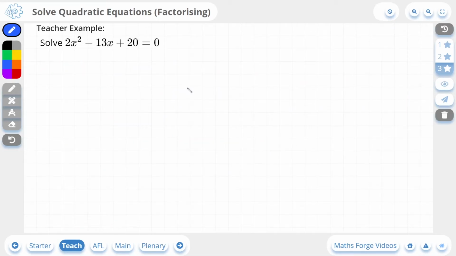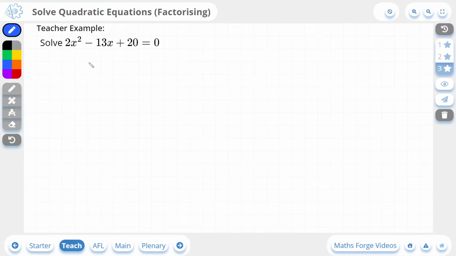We'll do one more 3-star example. Here we're being asked to solve 2x squared minus 13x plus 20, which is equal to 0. So this is a quadratic trinomial that we cannot simplify in terms of division. So even though the coefficient of x squared is a 2, we cannot divide the equation by 2 since this 13 here is not a multiple of 2. So how can we do this?